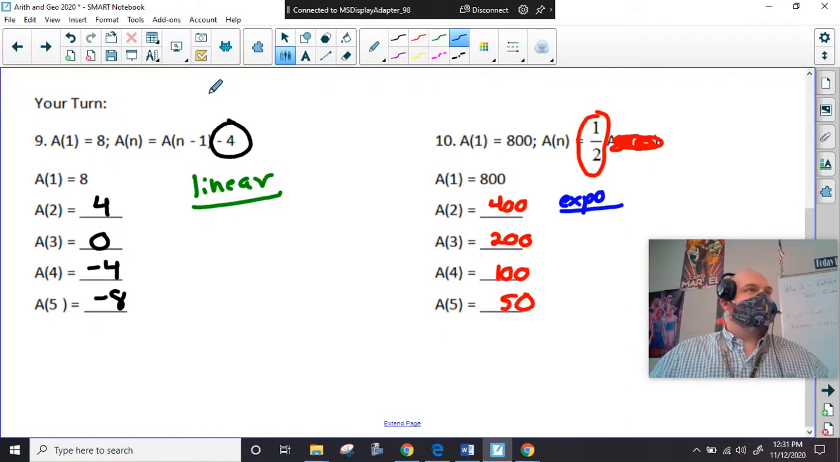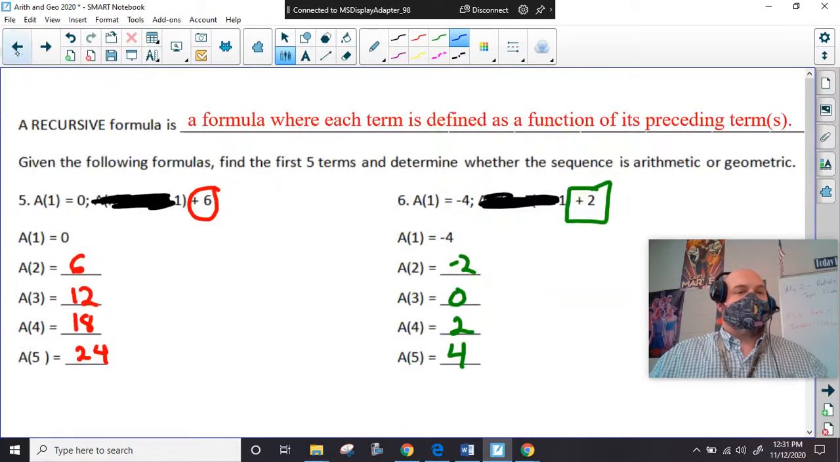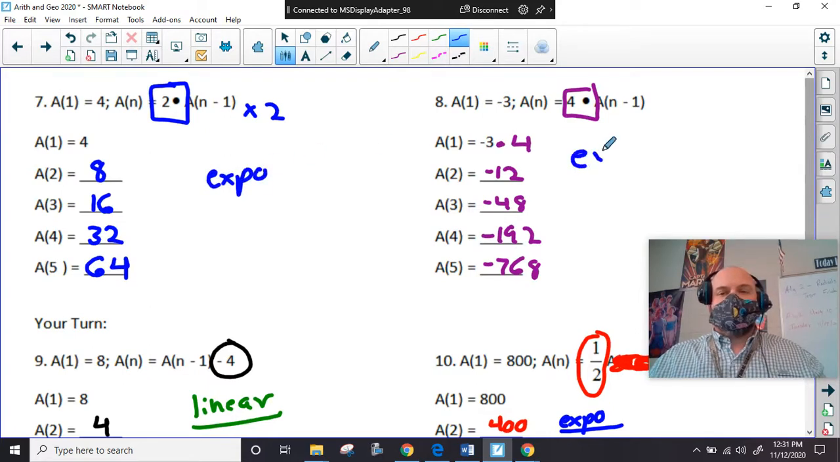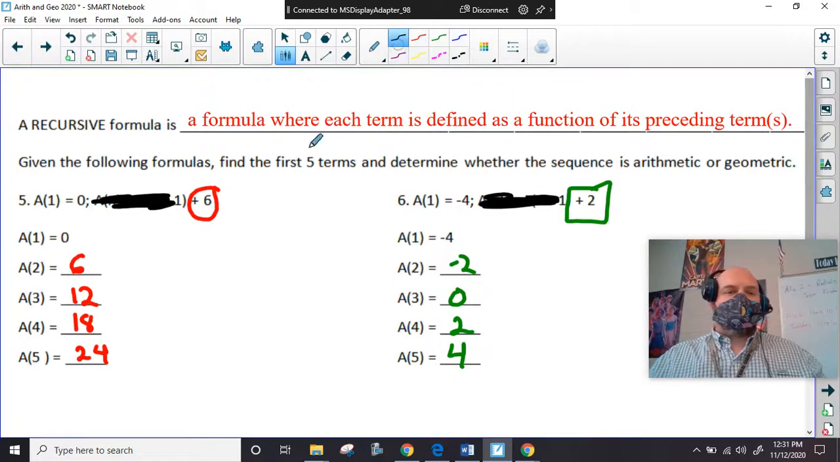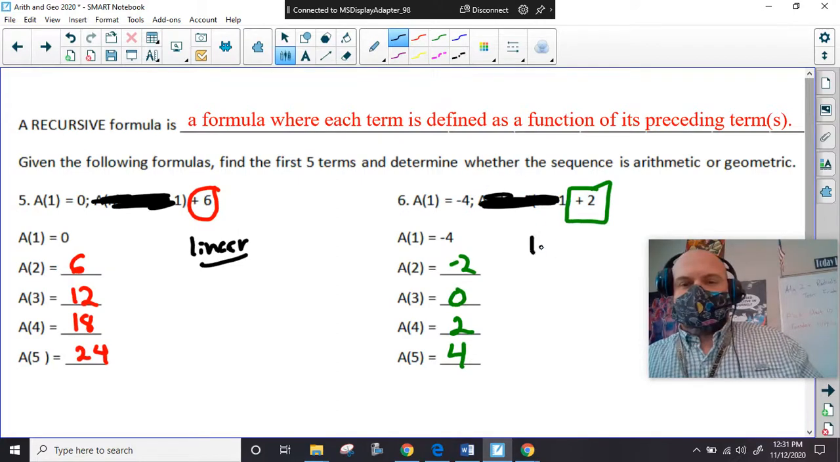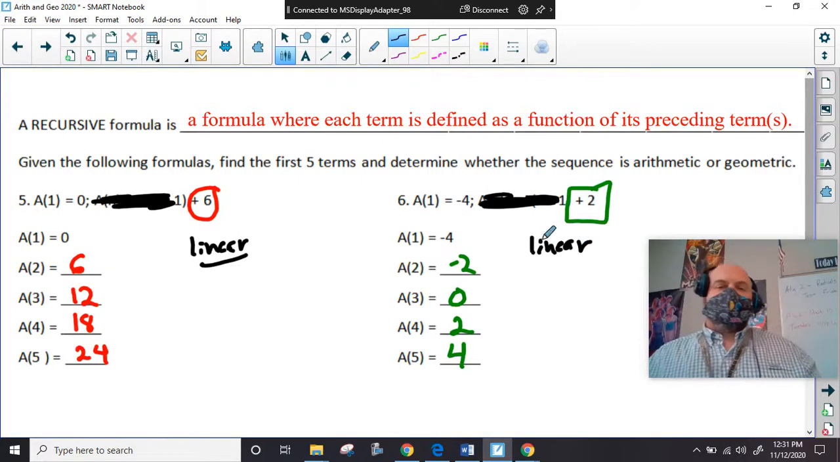Oh, yeah, like this one. This would have been expo. This would have been expo. These would have been linear. And this also would have been linear. Okay.